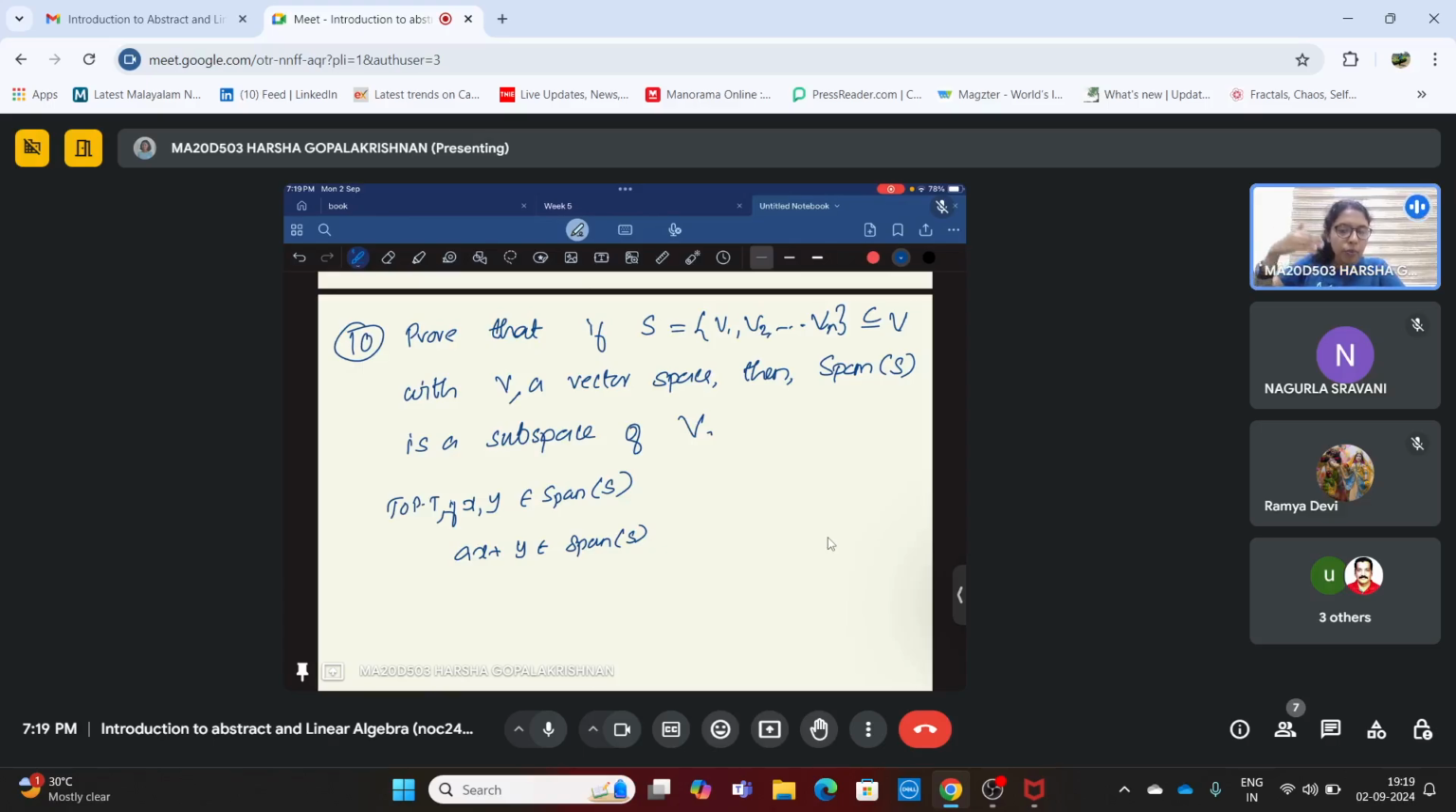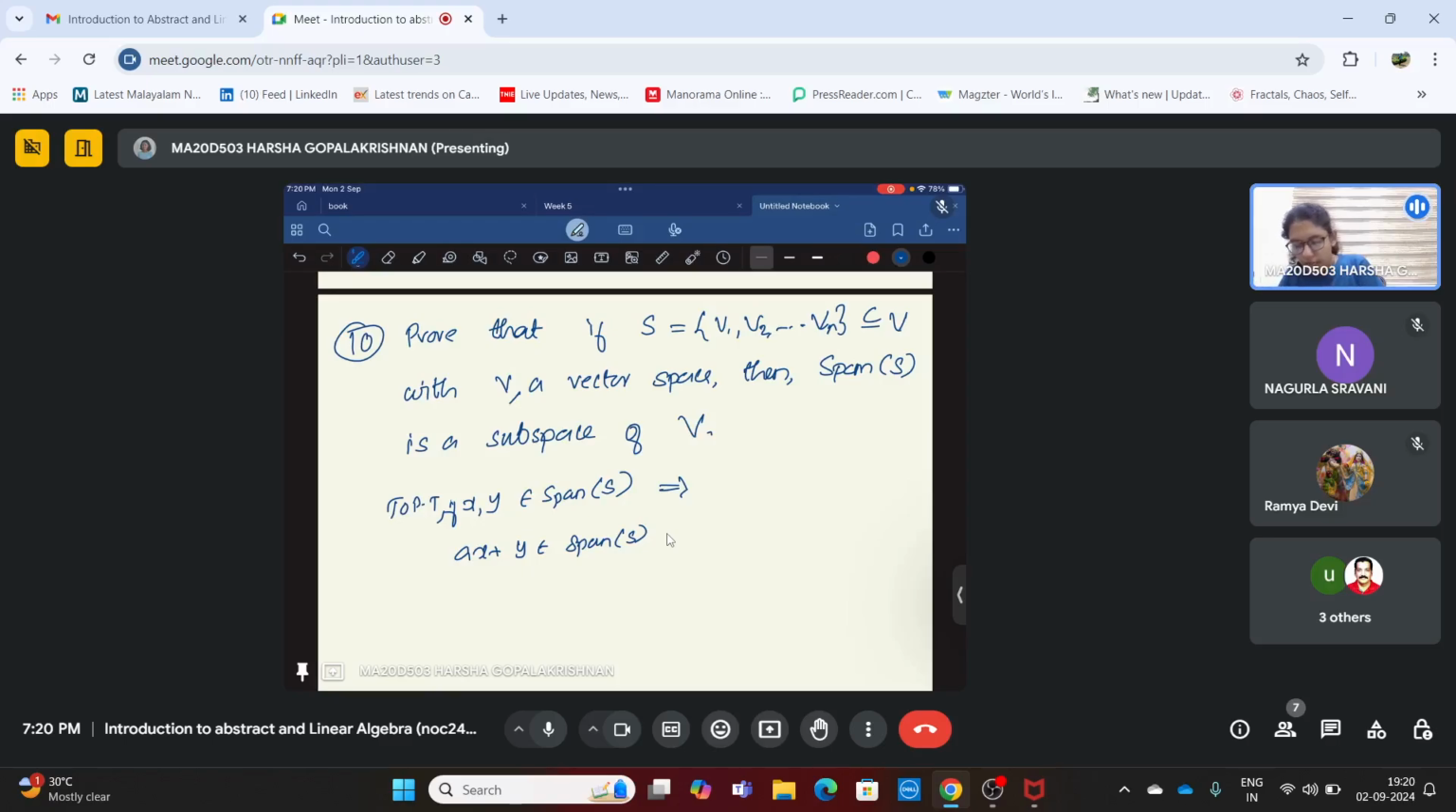So this we will prove when S is a non-empty set. Obviously span S is a non-empty set because span S contains S. Already v1, v2, ..., vn all will be in this span of S. Okay, so it is a non-empty set. This non-empty set is a vector space if, when two elements we are taking from the set, the linear combination should also be there.